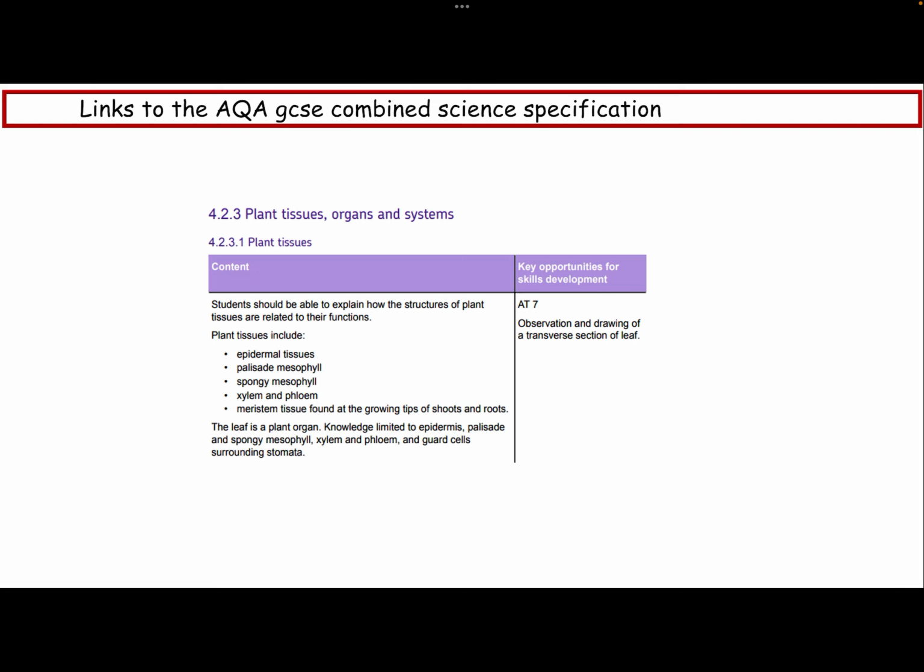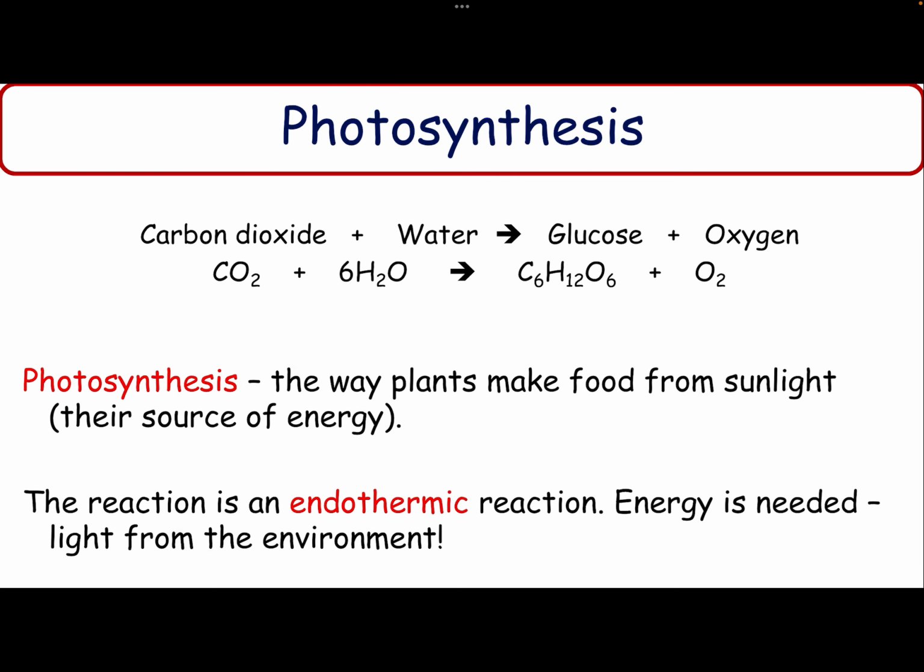Now, links to combined science specification. So in this one, you'll learn about the epidermal tissue, palisade mesophyll, spongy, xylem and phloem, meristem tissue, and so on. The leaf is an organ. Knowledge limited to epidermis, palisade and spongy mesophyll, xylem, phloem, and guard cells surrounding the stomata.